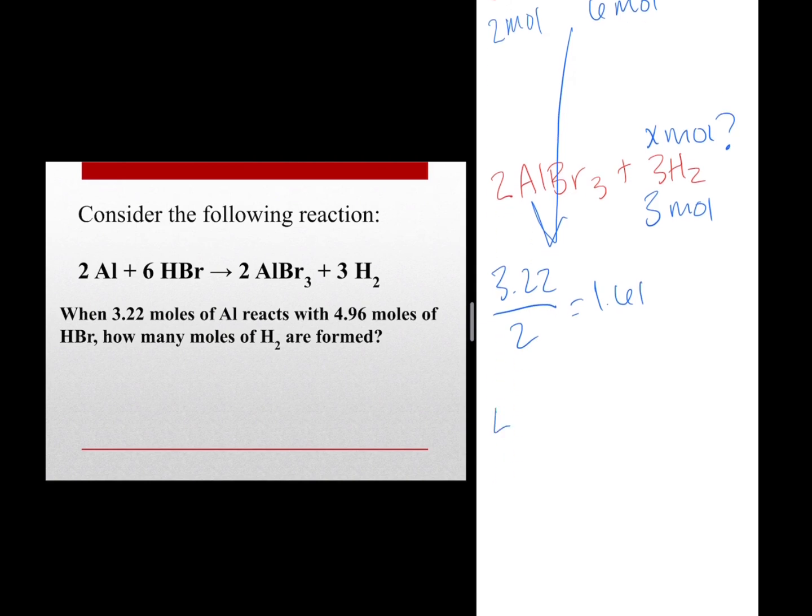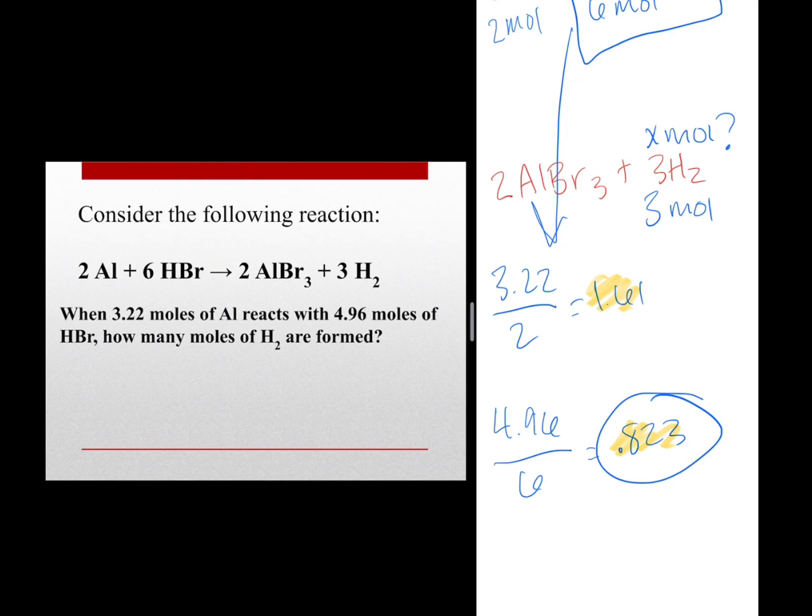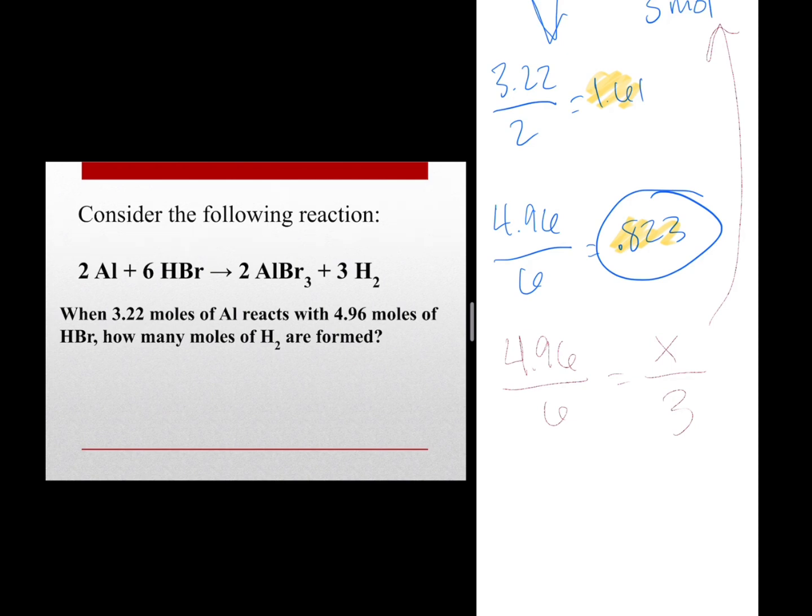I'm going to do the same thing here. 4.96 over 6. That gives me 0.823. So you're comparing these numbers. The smaller number is your limiting reactant, which is this. So that means 6 HBr, I'm going to run out of that first. Those are the numbers that I'm going to use to solve for the X that the question's asking about. So now I have enough to write a proportion. I have 4.96 over 6 equals X over 3. This X over 3, I'm just taking from that. So now I can cross multiply and divide. 4.96 times 3, and then divide by 6. I got X equals 2.48 moles. So that is your answer. You are using your limiting reactant to solve for your X.